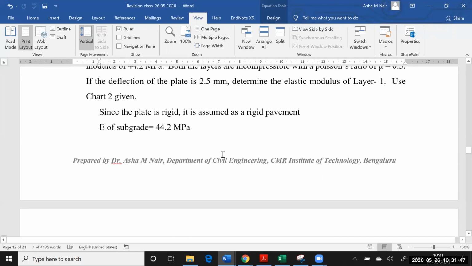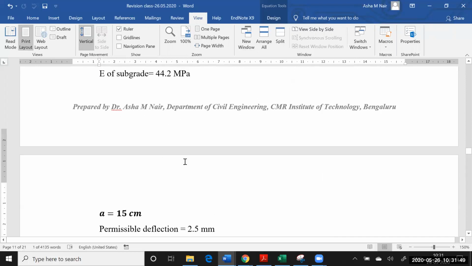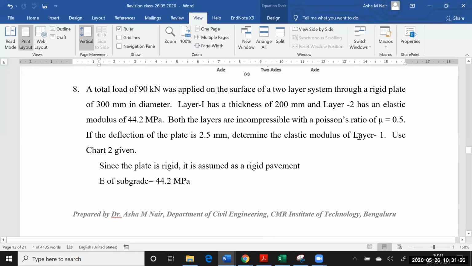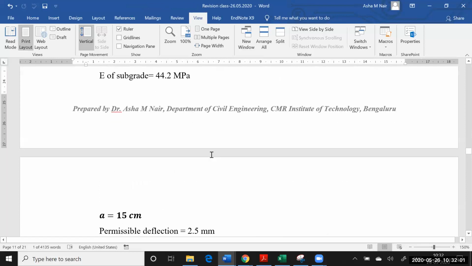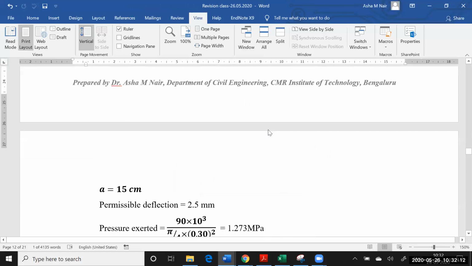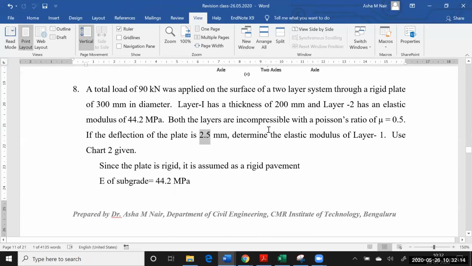Okay, and what else do you require? P is done, A is done. F, I told you, you start with 1. And what is the value for deflection they have given? If the deflection of the plate is 2.5 mm, that is 0.0025 or 2.5 into 10 to the power of minus 3, and your objective is to find the value for E2. Sorry, you are already given the modulus of elasticity of the subgrade, which is 44.2.